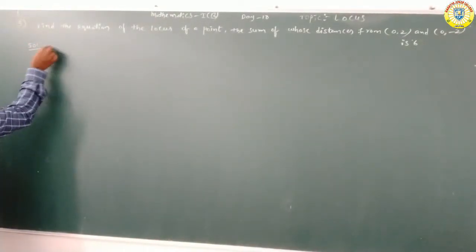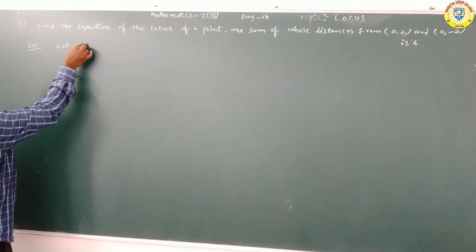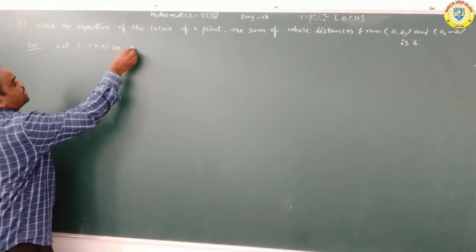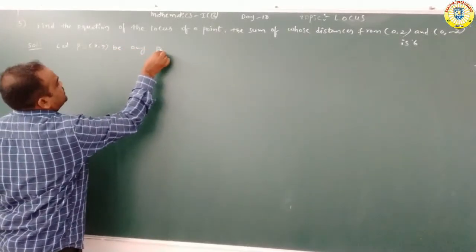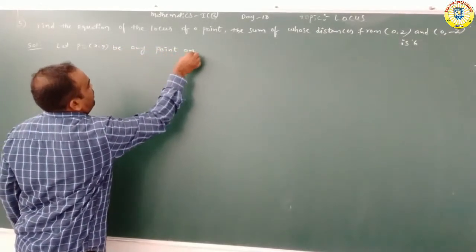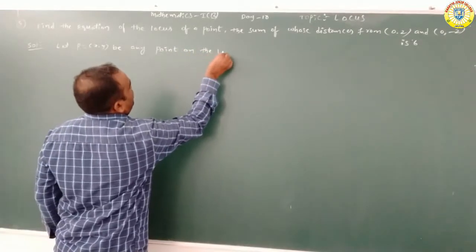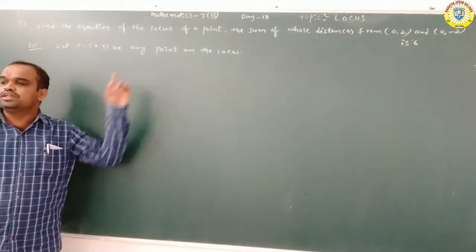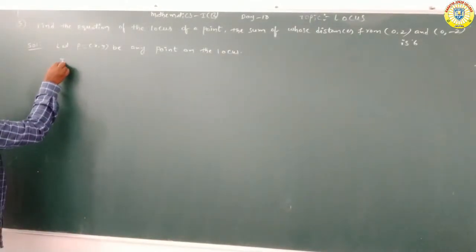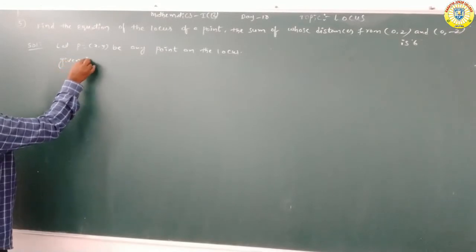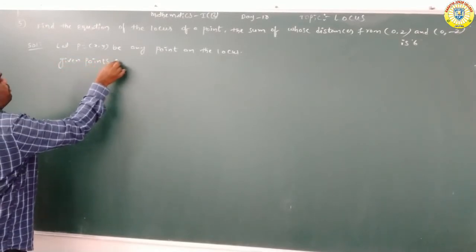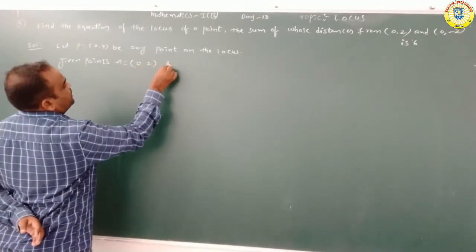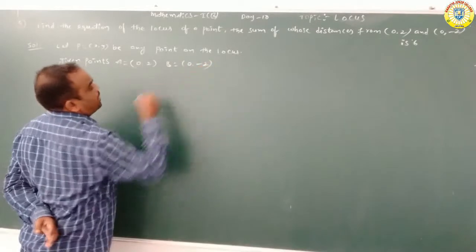Here we are first taking P = (x, y) as any point on the locus. This is the common step for each and every problem. Okay now? Next we are taking the given points. What are the given points, sir? Given points: A = (0, 2), B = (0, -2).